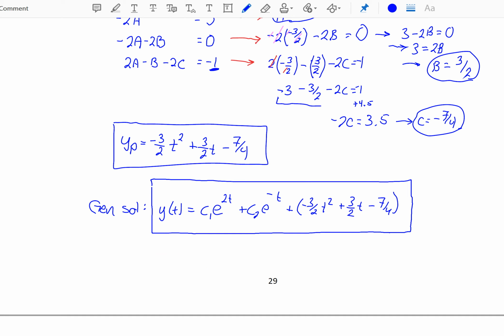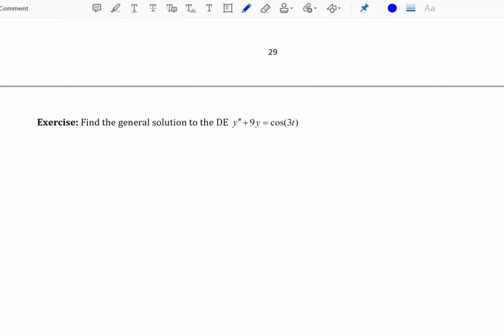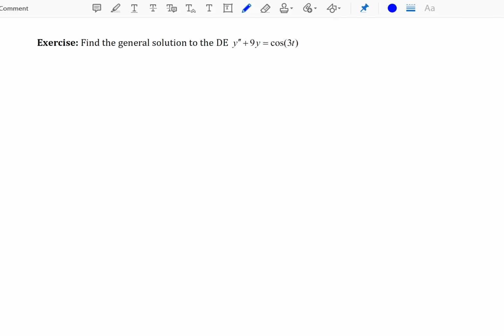Okay, let's look at another example. This time we're going to look at one that has a trigonometric forcing function. And again, let's start with the homogeneous solution. You always have to look for the homogeneous solution first. So y double prime plus 9y equals 0.